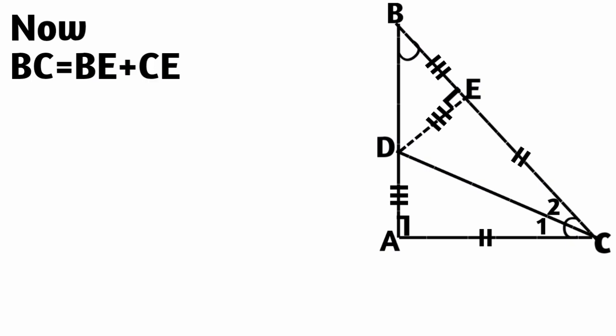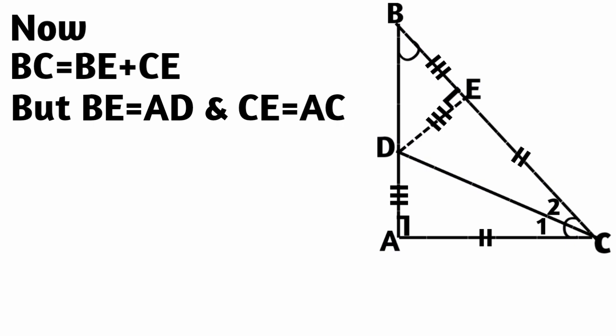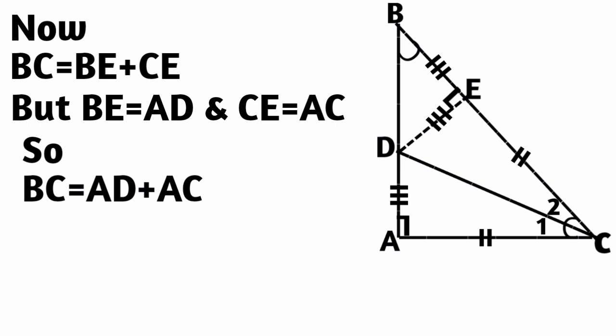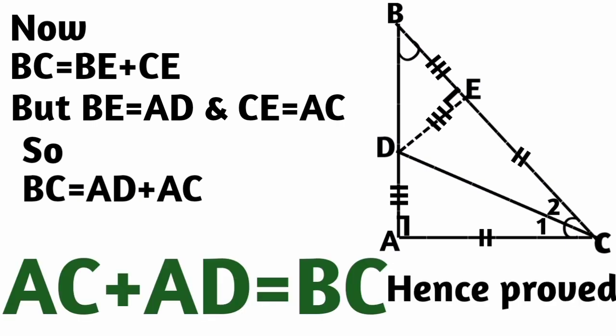Because BC is the combination of BE plus CE, and BE is equal to AD and CE is equal to AC, by using these two assumptions in the above equation, that means BC is equal to BE plus CE, we get BC to be equal to AD plus AC. That means AC plus AD is equal to BC.